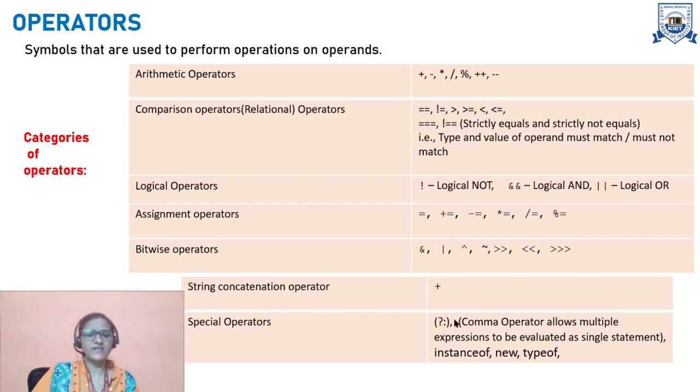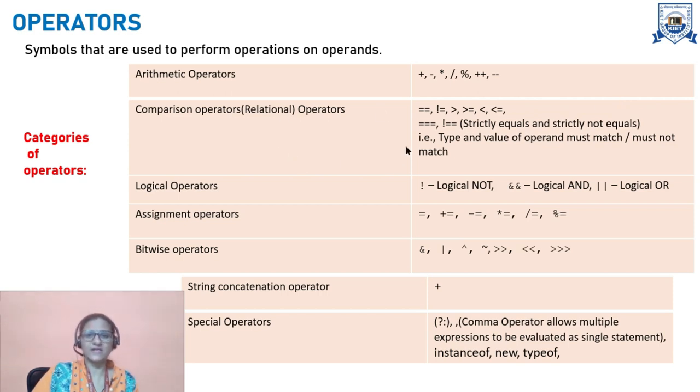Operators, different types of operators can be used in JavaScript. They are the symbols that are used to perform operations on operands. So different categories of operators are there in JavaScript. The first one is the arithmetic operator, where we can perform plus, minus, multiplication, division, modulus, increment and decrement.